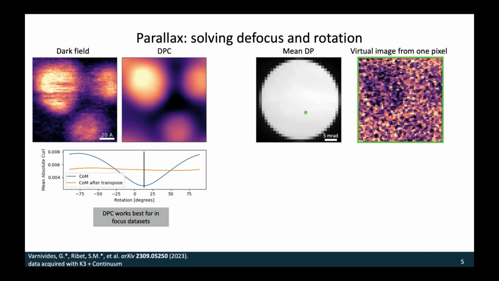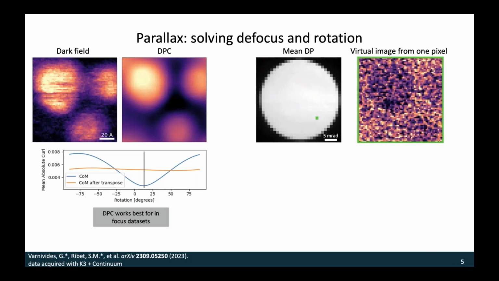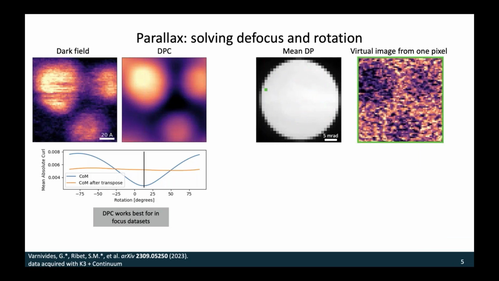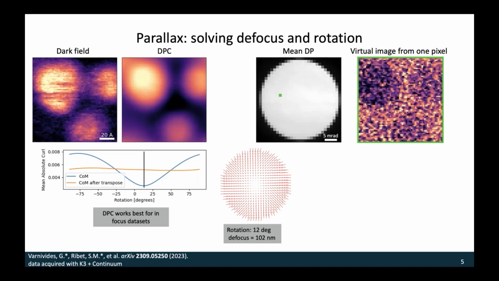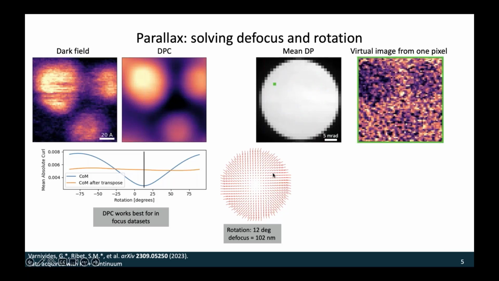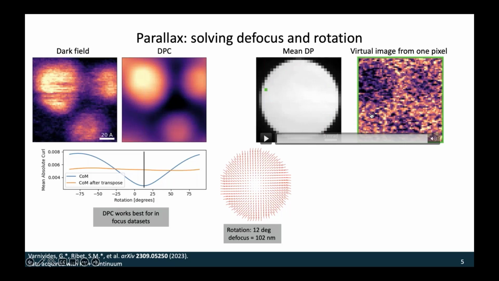And you can see that we see a lot of shifting of our gold nanoparticles, and this is getting more and more pronounced as we move further from the center. And this is basically the parallax effect. Each of these virtual diffraction patterns can be thought of as an incoming plane wave at a different angle. And what we're going to do is align all of these images. So you can see here, I'll play the movie again. And we have now created a vector field where we have taken all of these virtual images and done a cross correlation to align them, and we get this vector field that looks like this.